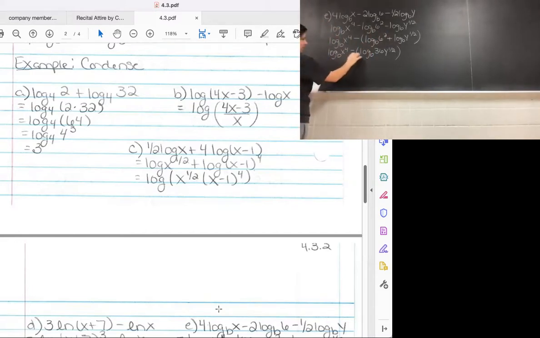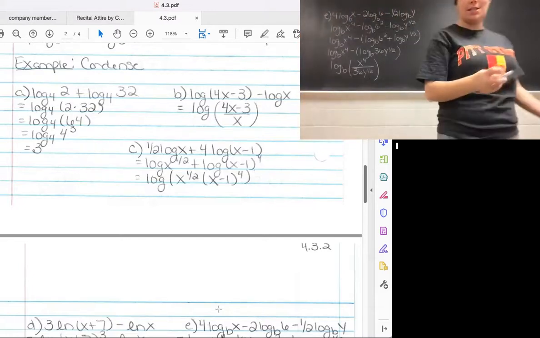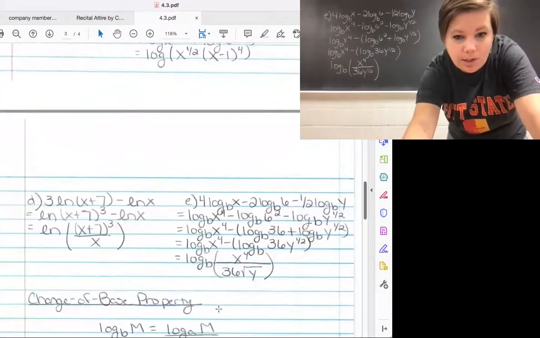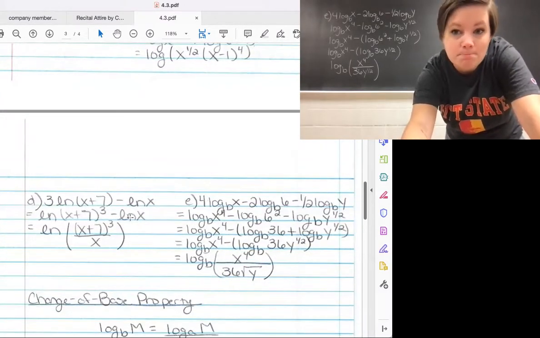Now I have a log minus a log, so I'm going to use my quotient rule. Log base b, my first one is my numerator, that's my top, which is x to the 4th. My second log is my denominator, which is 36y to the 1/2. Or you can write that as the square root of y, whichever one you prefer. But it is fully condensed, so we are done with that one. And that's how we condense them.